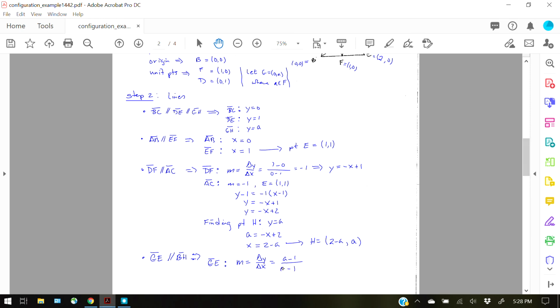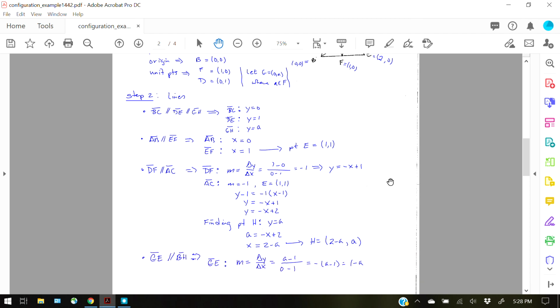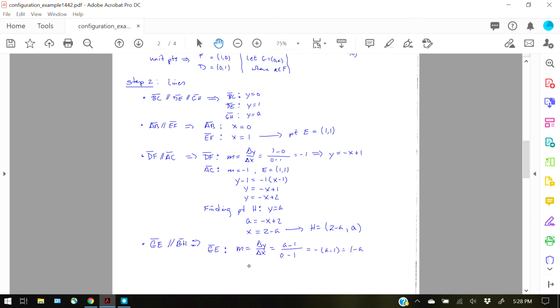And the x coordinate of G is 0. Put this all together, and we have negative A minus 1, so I'm just going to flip the signs. And this would be 1 minus A. Okay. Now, G here at 0, A is also the y-intercept of this line, so we can go ahead and put this all together. So this line would be slope is 1 minus a, x plus a, the y-intercept.